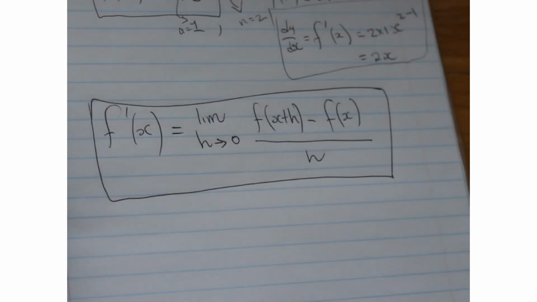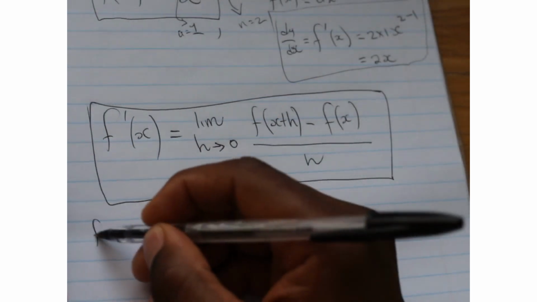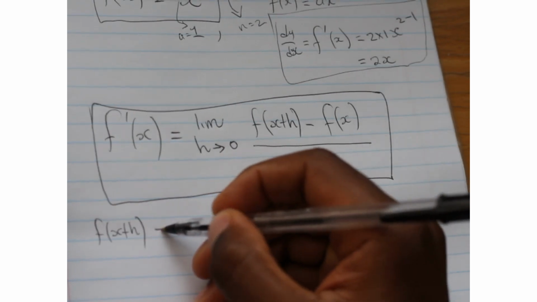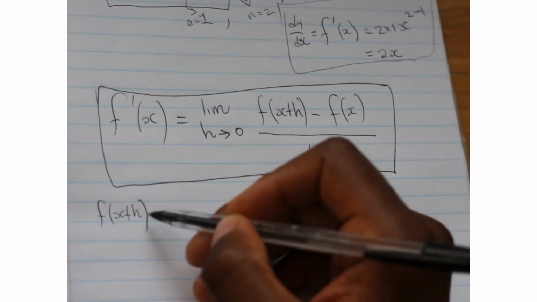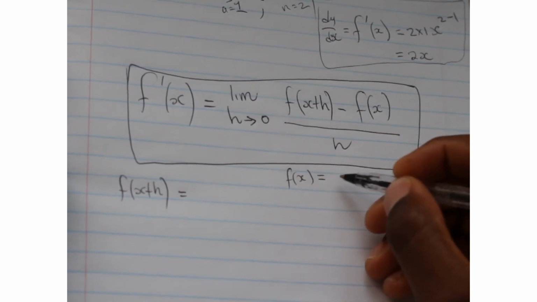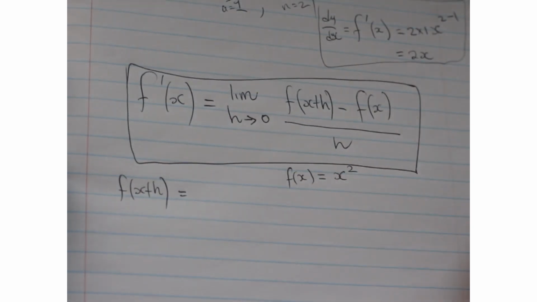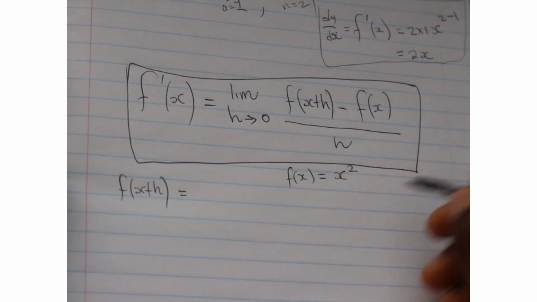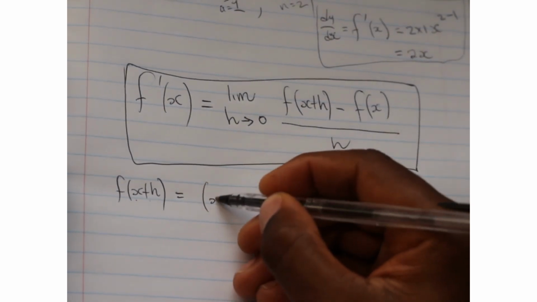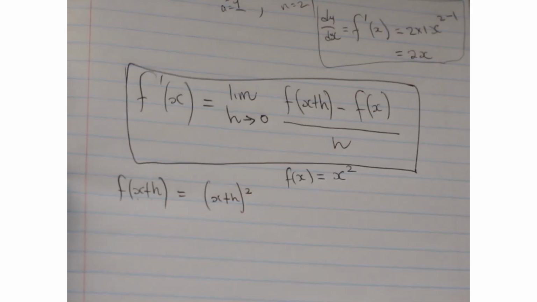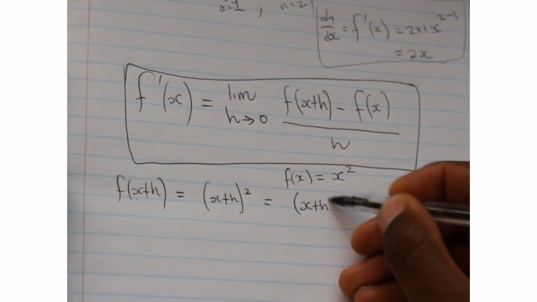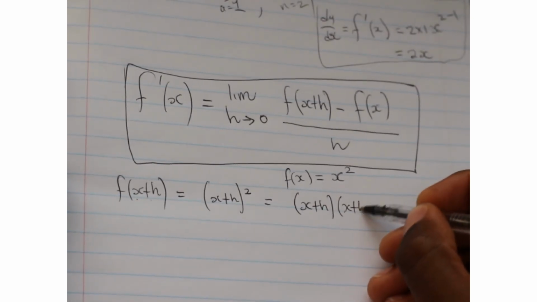So now you need to figure out what f of x plus h is. F of x plus h simply means that in place of x, you substitute x plus h. Remember our function f of x is x squared. So in place of x, we substitute x plus h. This is f of x notation. So in place of x, x plus h, and then we square that. Obviously, this means that we've got 2 brackets like that, x plus h.